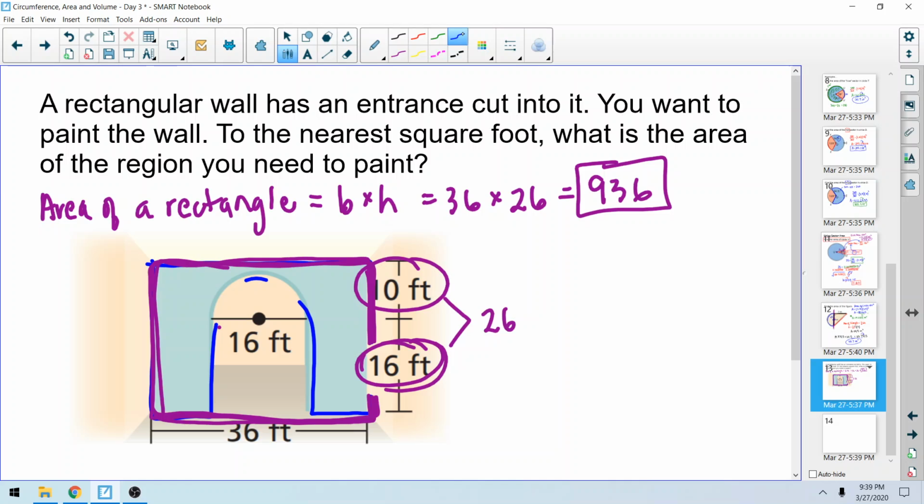Now, we don't want to paint this part right here, which means we have to get rid of it, which means we're going to have to subtract it off. Now, in there, I kind of see two different shapes. I'm going to cut it right here. I see half of a circle, and I see a rectangle at the bottom.